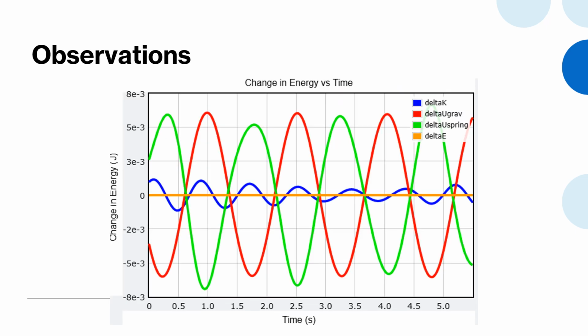And here's our observation. So we see the green line here is the change in the spring potential energy. The red line is the change in the gravitational energy. The orange line is the change in total energy, and the blue line is the change in kinetic energy. We see the kinetic energy ebbs and flows, as well as the potential spring energy and potential gravitational energy. But the main thing that we notice is that the orange line, which is the change in total energy, remains constant throughout the whole oscillation.